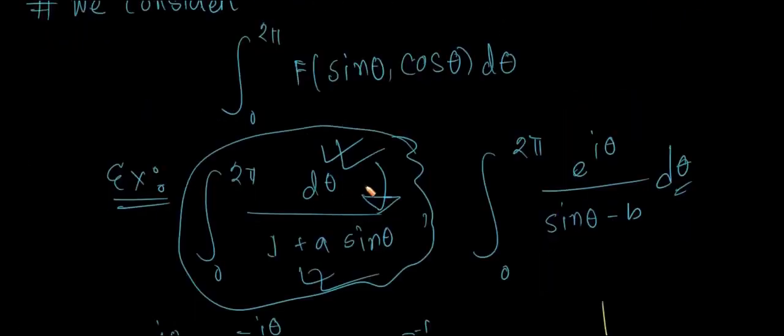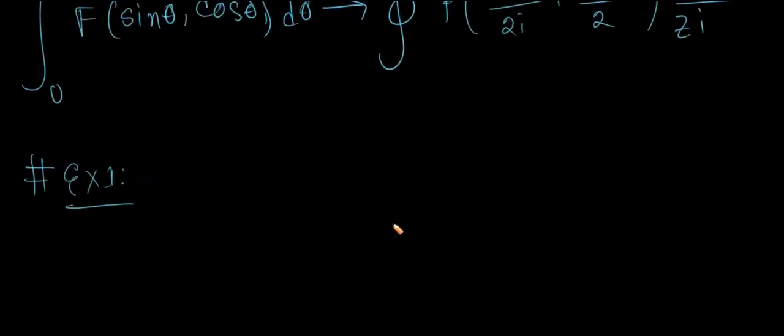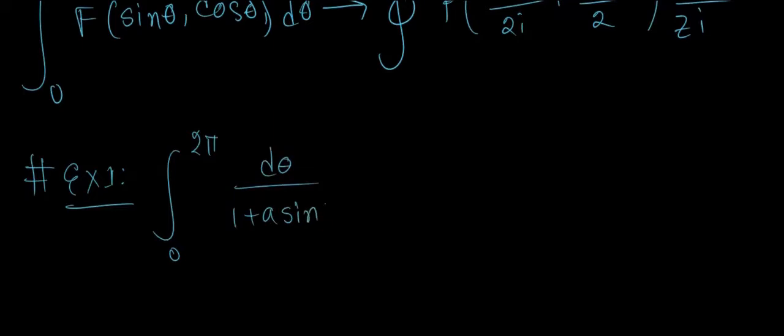So it was d theta divided by 1 plus a sine theta, right? So this is our original integral, and here there is a condition on a, and why this condition is important is something I'm going to explain to you a bit later. That a lies between -1 and 1. It's greater than -1 and less than 1.